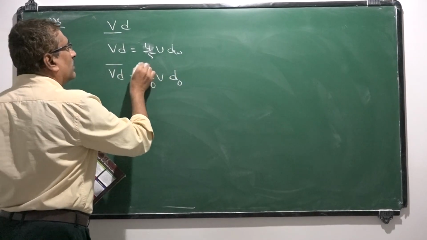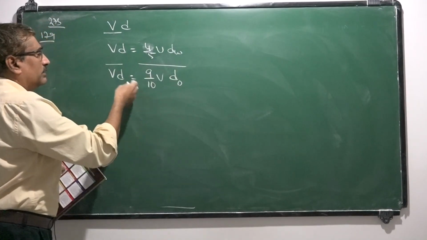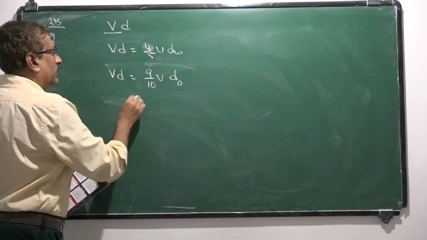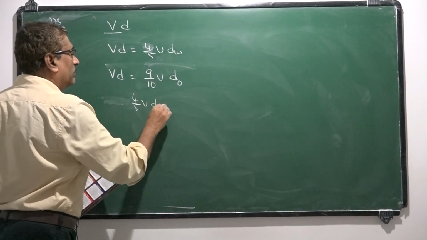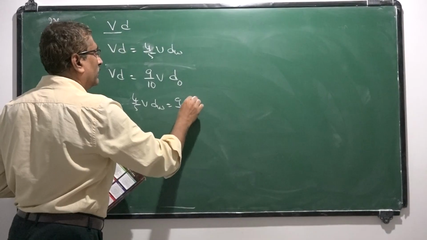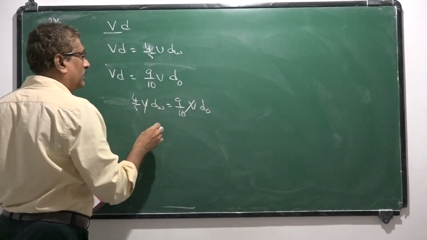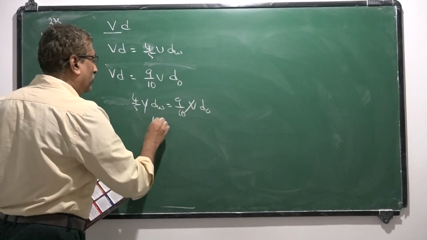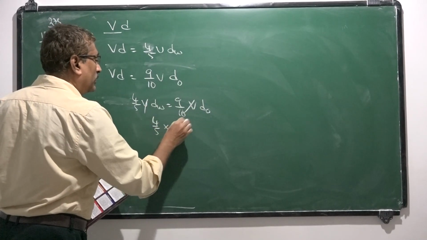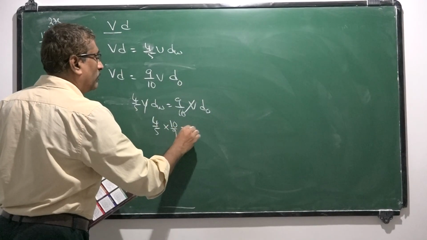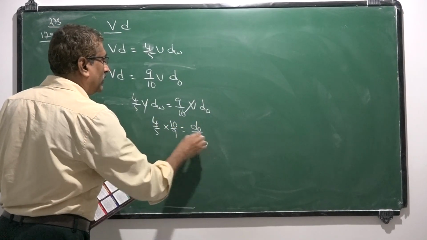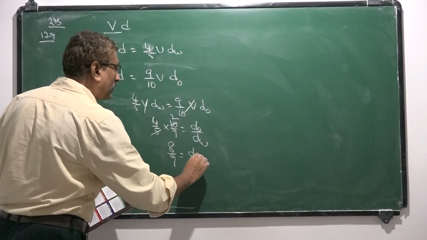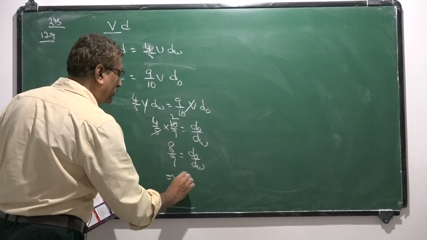Okay. Now equating these two, you can write 4/5 V d water is equal to 9/10 V d oil. V gets cancelled. So we have to find the ratio of density of oil to water. So 4/5 into 10/9 is equal to d oil by d water. So 2 times 4/9, 8/9. So the ratio is 8:9.